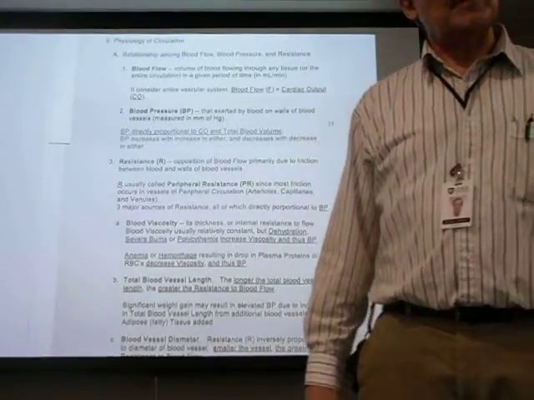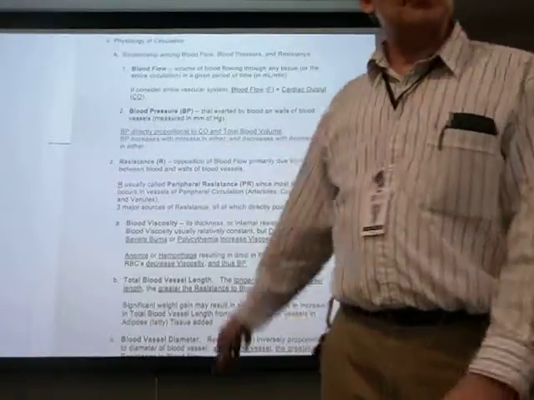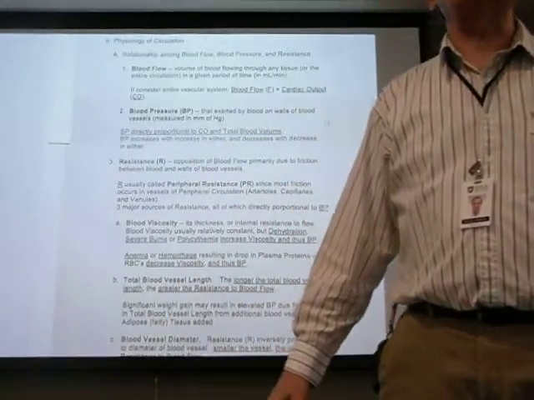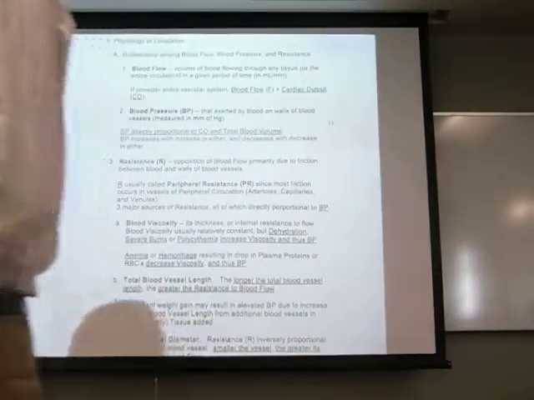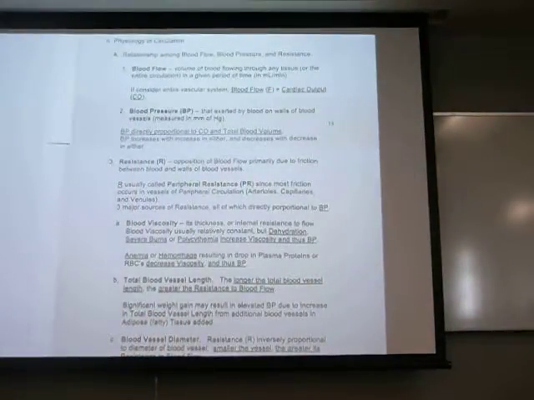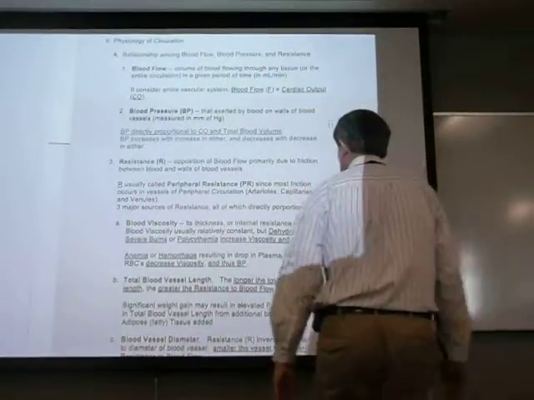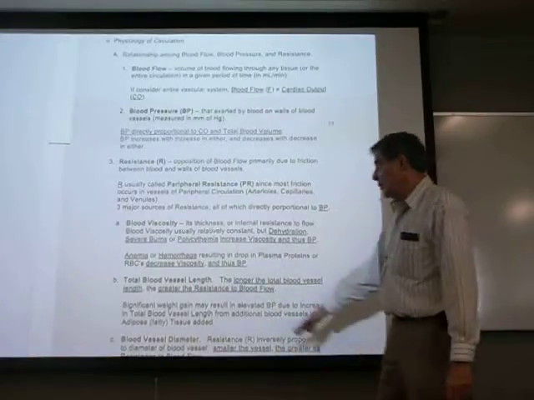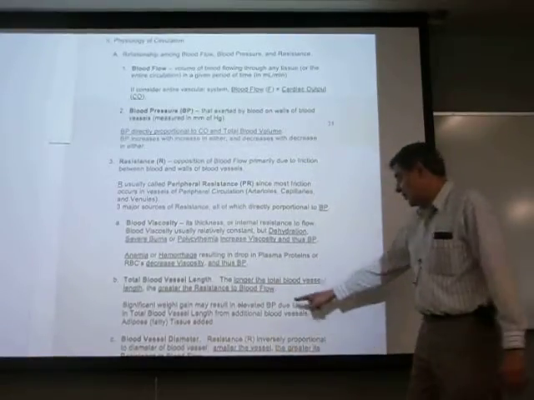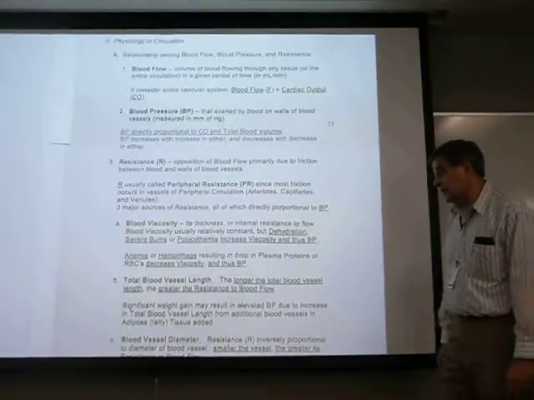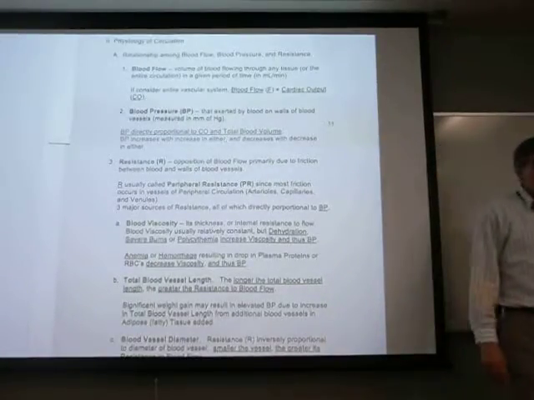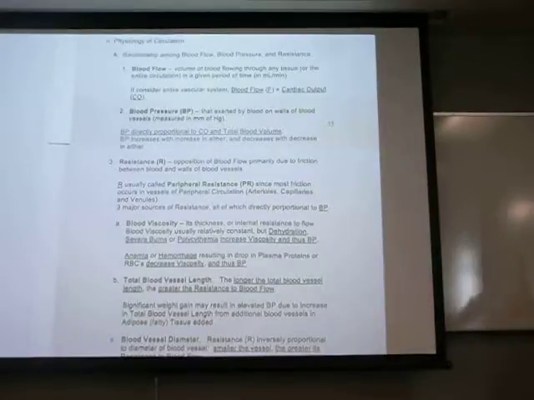What's that going to do? It can increase resistance, and it can increase the blood pressure. That's why people who are overweight are more likely to have problems with blood pressure. They tend to have higher blood pressure, and that can be very severe. So, lose weight. Okay? Help reduce that blood pressure. Again, significant weight gain can result in elevated blood pressure, due to increasing the total blood vessel length. But a person whose weight is fairly stable, that's not going to be a major factor.